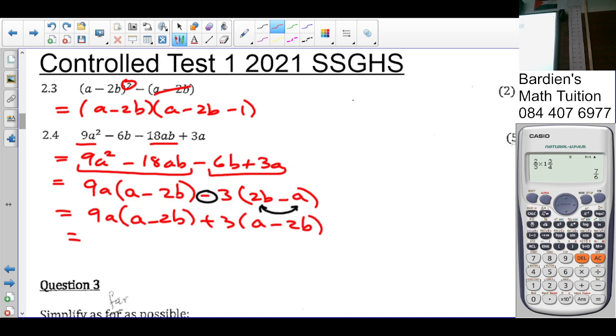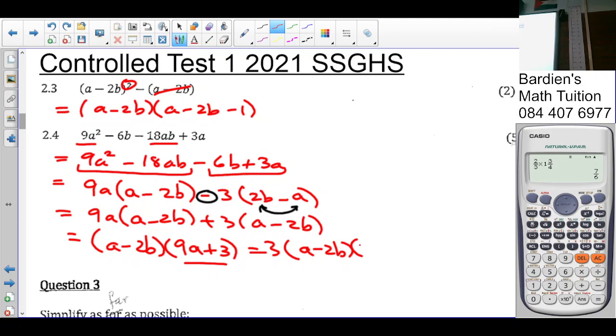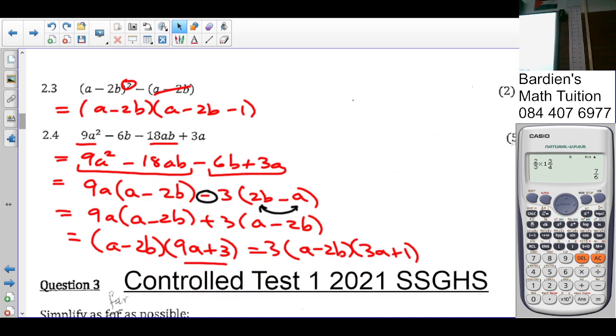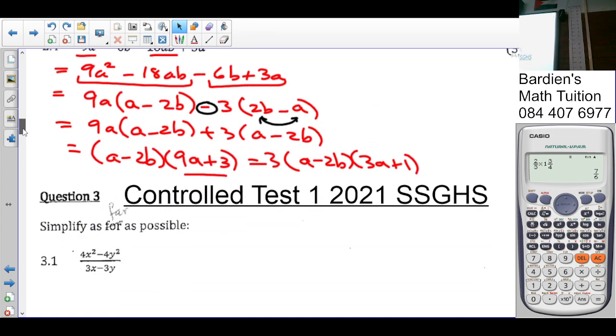What is now common? A minus 2b. What am I left with? 9a plus. What is now common in that bracket? 3. So I'm left with a minus 2b into 3a plus. Any confusion here? No? Let's carry on with our lives.